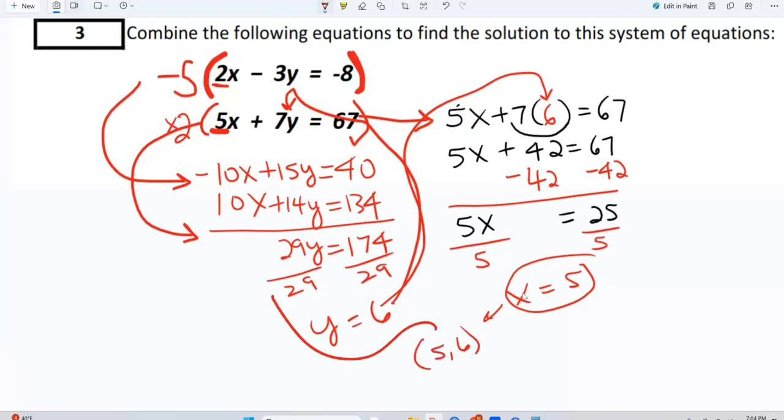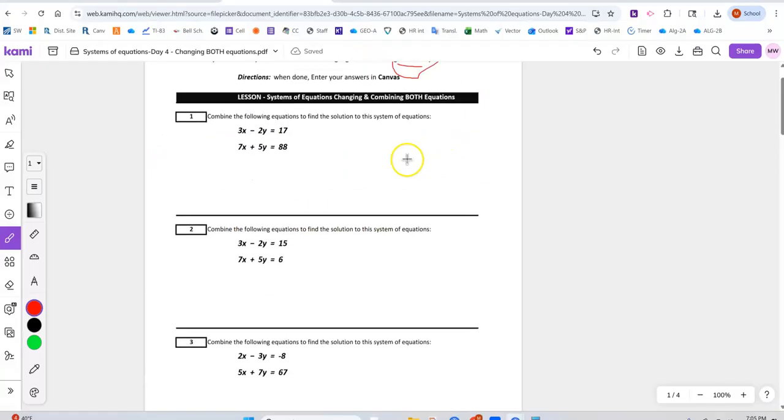And again, remember to try that in this equation right here. Actually, I already used that, didn't I? So try it in the other equation. Okay, guys, so that's how to do this kind of assignment. I've already done questions 1 and 3. I skipped 2 because the numbers are similar to this one.